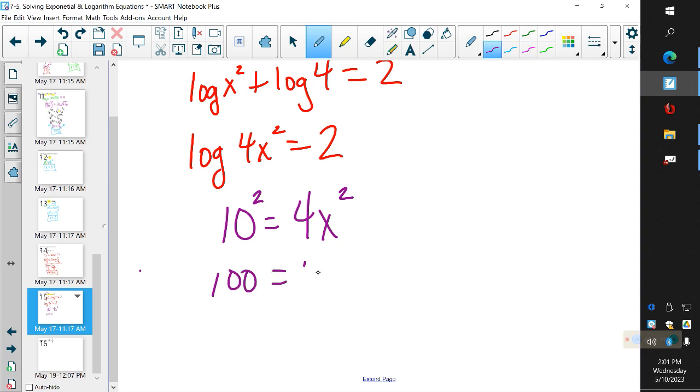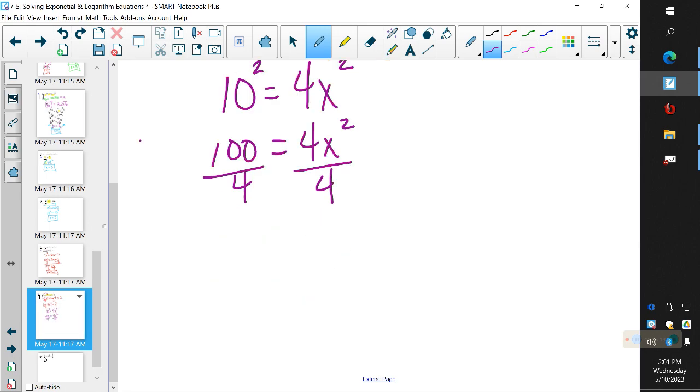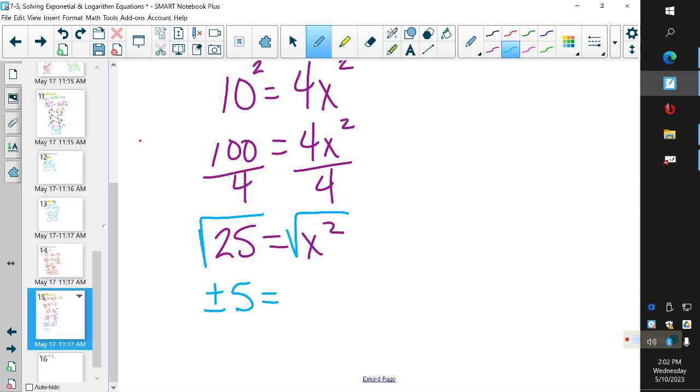So 100 is equal to 4x squared. Divide by 4. And you're going to get 25 is equal to x squared. And then you are going to take the square root of both sides. And when you take the square root of both sides, you put plus or minus. The square root of 25 is 5, and that's what x is equal to.